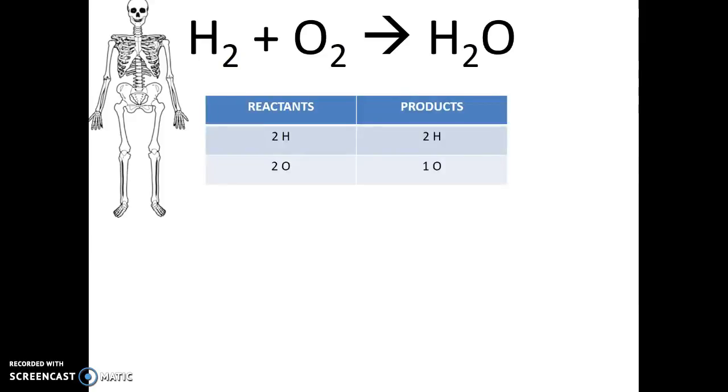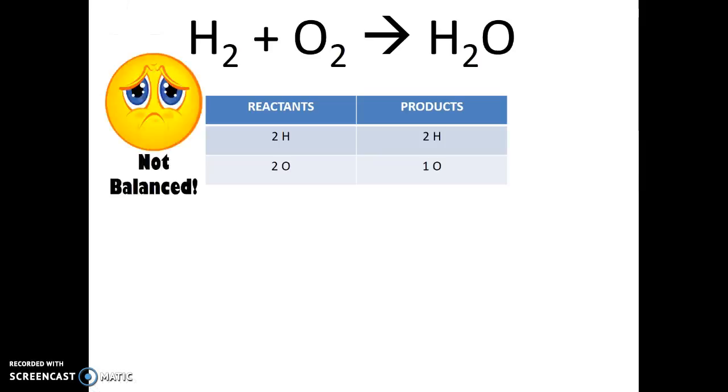If you set up the little table, you have 2 hydrogens and 2 hydrogens as your reactants and products. You have 2 oxygens, but you only have 1 oxygen as a product here because you just have this invisible 1. So unfortunately, this is not balanced. So what can you do here to balance this equation and get your numbers to work?